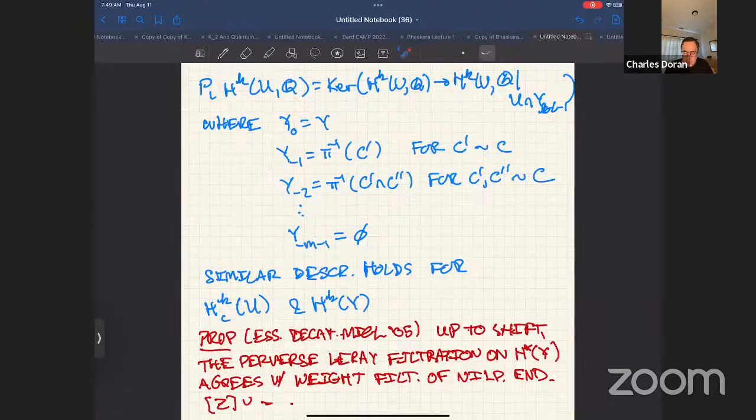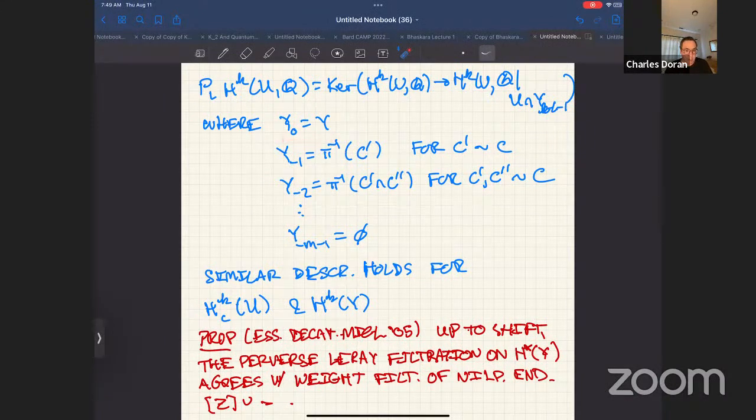So if you actually ask what the description of de Cataldo and Migliorini of the perverse Leray filtration is, you see that you actually get that the piece would be the kernel of the map from H^k(U) to H^k of U restricted to U intersect one of these pieces, Y_{k-l-1}. So I have to tell you what Y_{k-l-1} is, and it's beautifully defined. And the geometry is so elegant here.